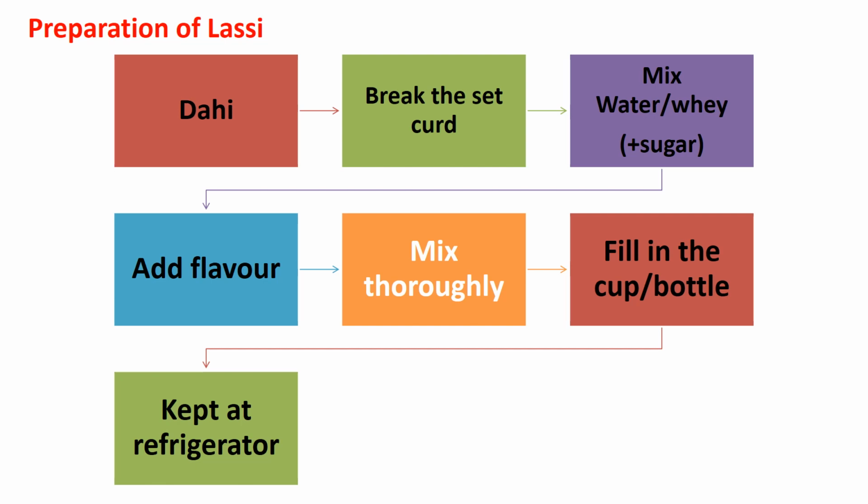So firstly the dahi is taken, then they break the set curd and it is mixed with water or whey, and sugar or any other sweeteners are added. Then some flavor is added and it is mixed thoroughly with a mixie or some homogenizing device, and then it is filled in a cup or bottle, kept in the refrigerator and served chilled. So this is a common preparation from dahi, that is called lassi.